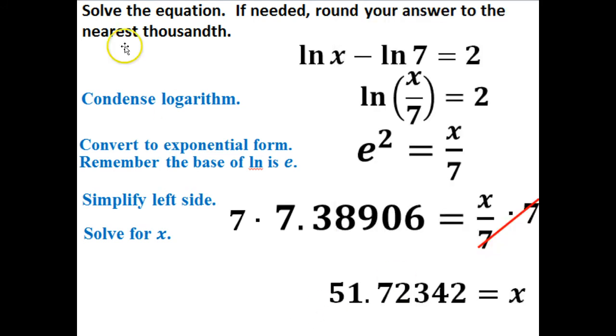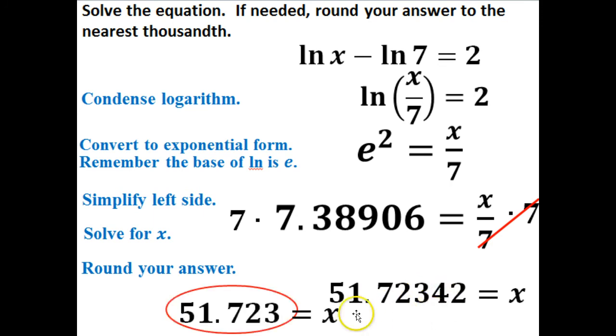Because we're at our answer stage, now we can start to round this one to the nearest thousandth. When we round it, thousandth is 3 decimal places. So let's see, this is a 4. That means that we're going to round down. Our answer is 51.723.